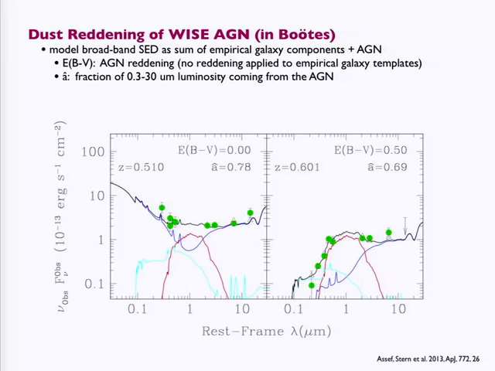There's a couple of nice things in it. Something people might not appreciate is that WISE is on a polar orbit, with the net result that towards the ecliptic plane, essentially the equator, WISE is shallower than towards the ecliptic poles. So COSMOS was designed to be at the equator. That's about as shallow as WISE goes.